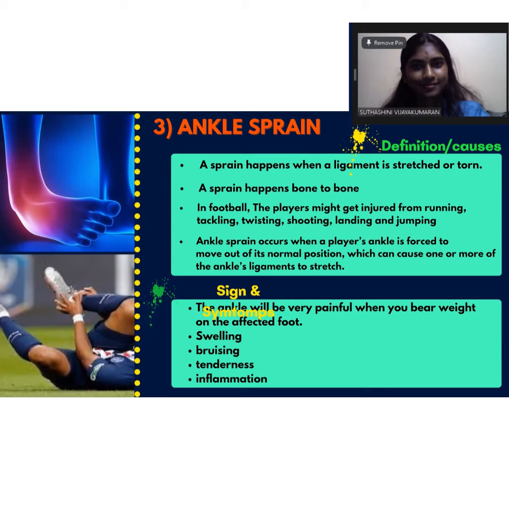Besides inflammation and tenderness when you touch the ankle, a sprained ankle can also produce a loud snap or crack. So that's all from the signs and symptoms. Let me move to treatment.